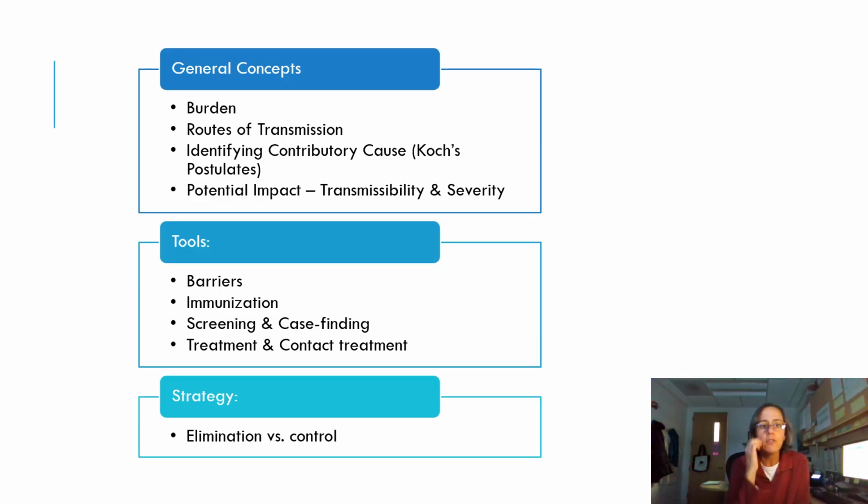All right, so for general concepts, we've now talked about burden, routes of transmission, how we identify contributory cause, Koch's postulates, and then potential impact. So that depends on the transmissibility, how contagious it is, what's its R0, and how quickly can it spread through the population, what's that latent period, and then the severity of the disease that it caused. So if you do get infected, what's the likelihood that you're going to get very sick or die? All right, so that was a lot. So we're going to take a break, and then in part 2, we're going to talk about tools and strategy.